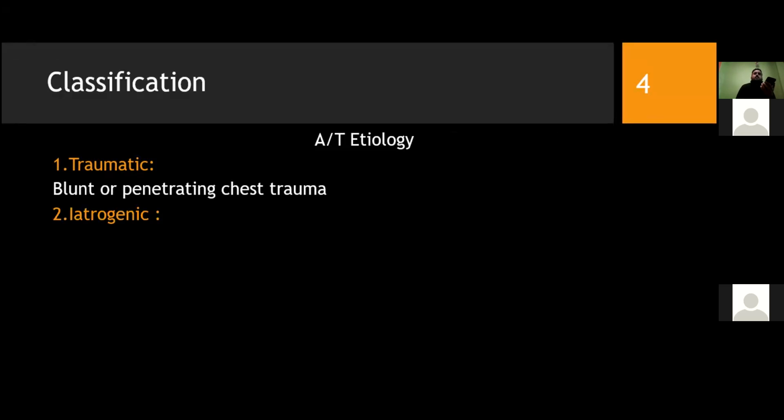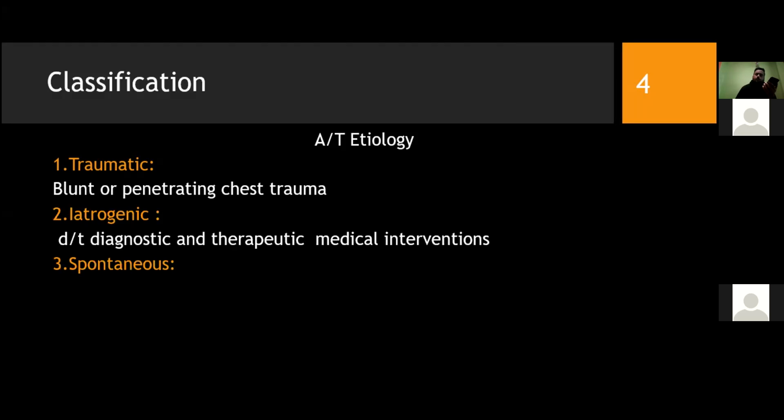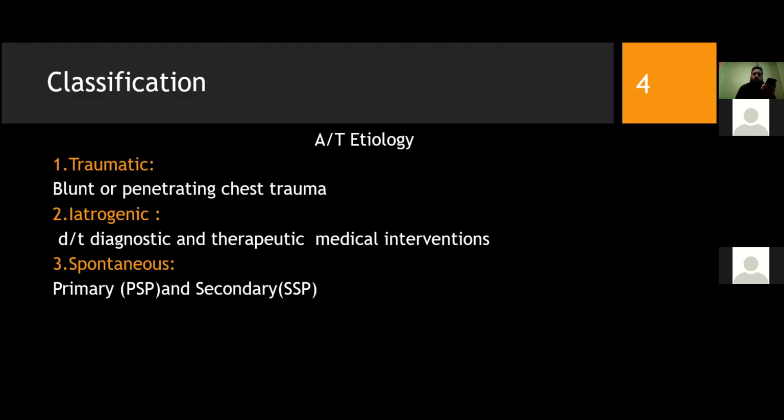And iatrogenic pneumothorax is caused by any medical procedure and any interventions that we do to find out the pathology. And spontaneous pneumothorax has two types: primary spontaneous pneumothorax and secondary spontaneous pneumothorax. Primary spontaneous pneumothorax occurs in people with no existing lung parenchymal disease and no inciting events. And secondary pneumothorax occurs in people with significant lung parenchymal or pleural diseases.